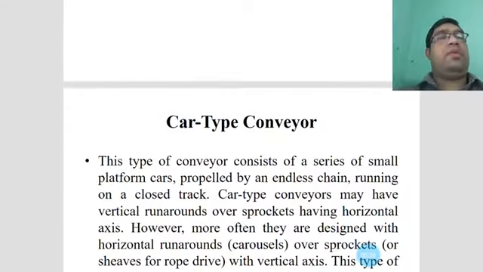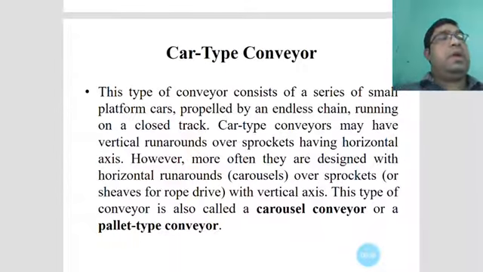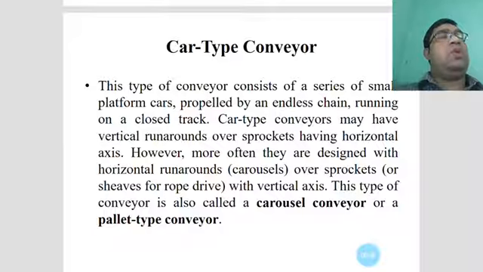The car type conveyors. What are car type conveyors? Basically, conveyor systems are used when you have to convey materials from one place to another place. Previously we have discussed the chain conveyor, the belt conveyor, and the different types of conveyor systems. The car type conveyor is basically a small car constructed in a handling system, so that materials are transferred from one place to another place.